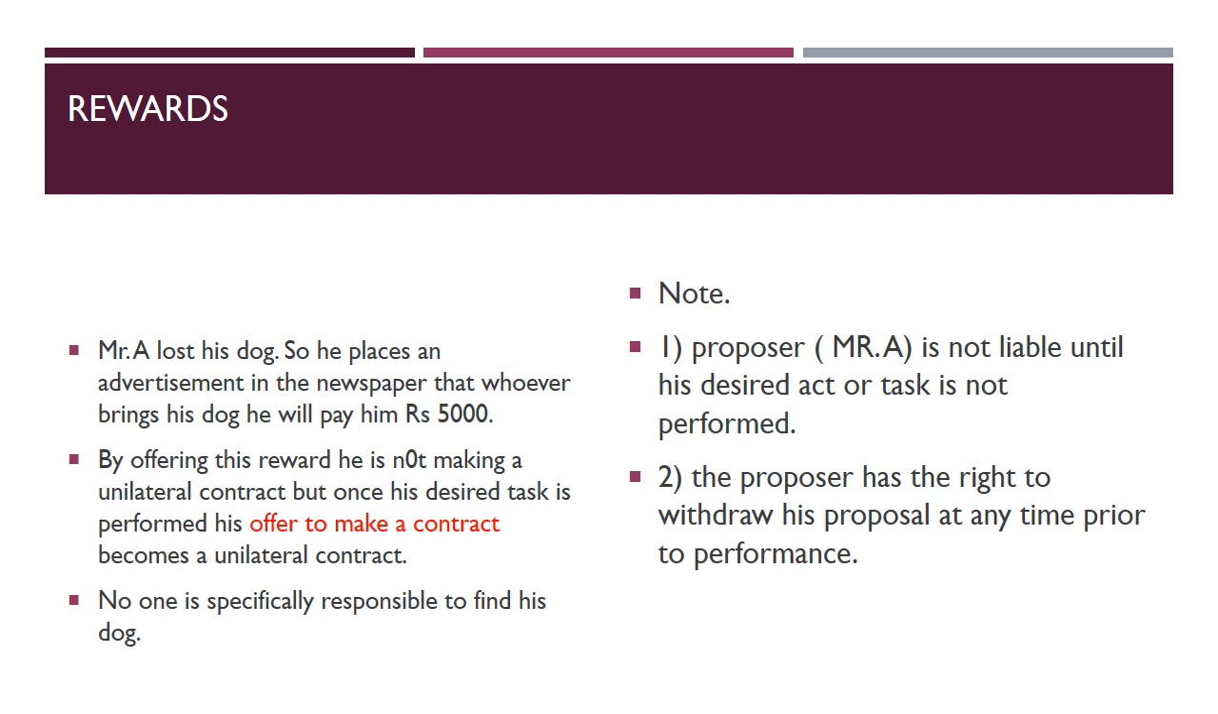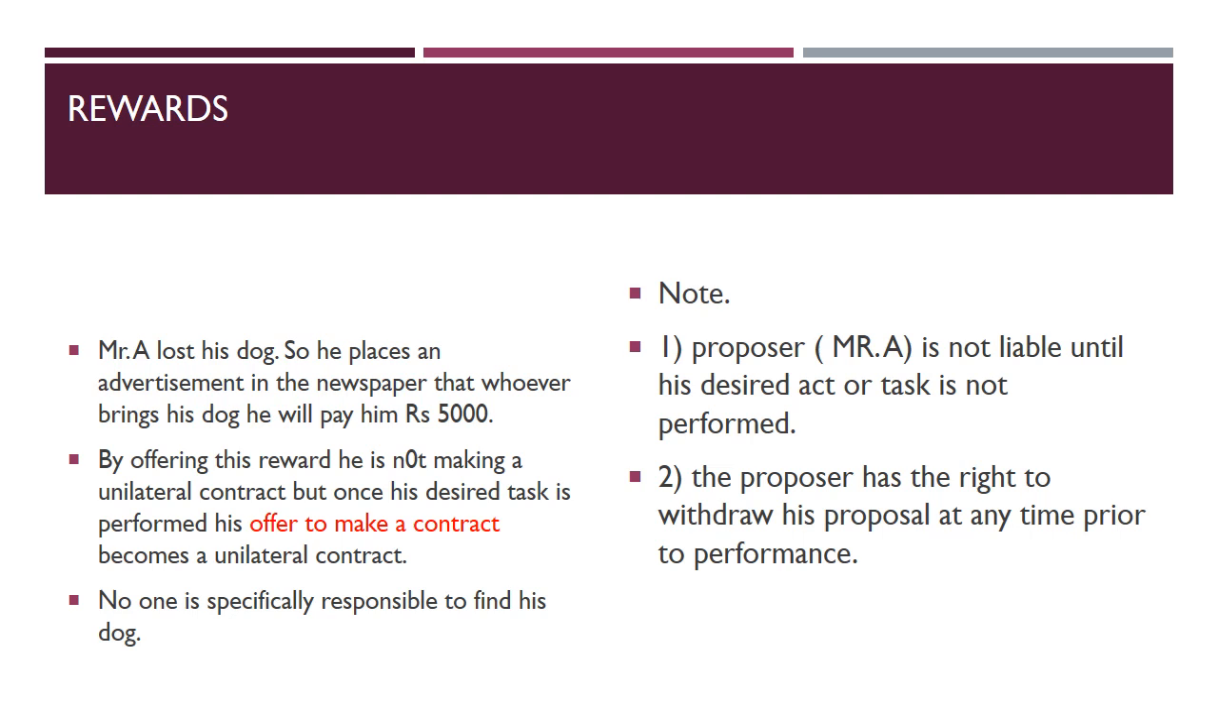But the unilateral contract becomes active when someone, suppose Mr. B, finds his dog. When the act is done, there comes a unilateral contract between B and A, because Mr. A has already made a promise that he will pay rupees 5,000 to someone who will bring the dog. So his part was done when the contract was made. His promise was there that he will pay. So when someone brings the dog back, he has to pay that money because he is bound by his own promise. So this is the unilateral contract.